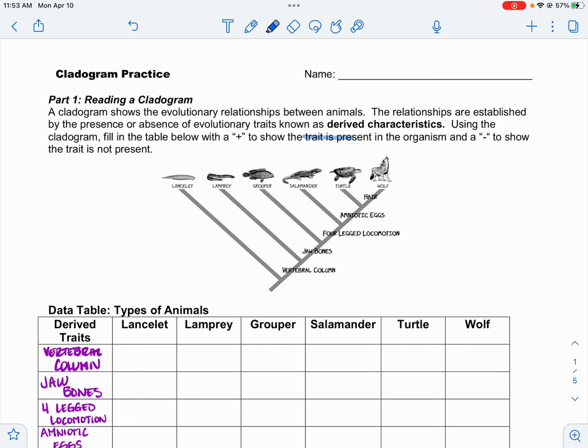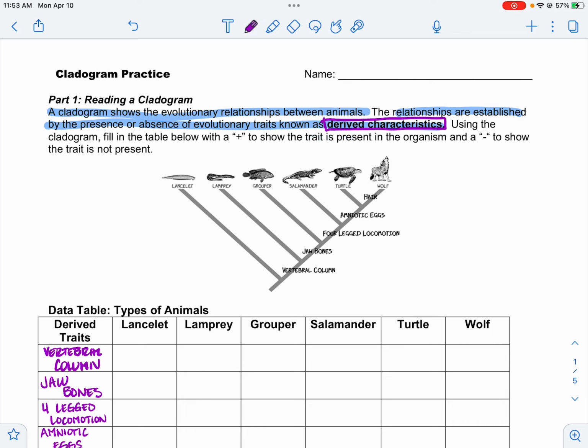A cladogram, highlight this, shows the evolutionary relationship between animals or plants, really any living thing. The relationships are established by the presence or absence of evolutionary traits known as derived characteristics. That's an important term, you gotta know that. Using the cladogram, fill in the table below with a plus to show the trait is present in the organism and a minus to show that the trait is not present.